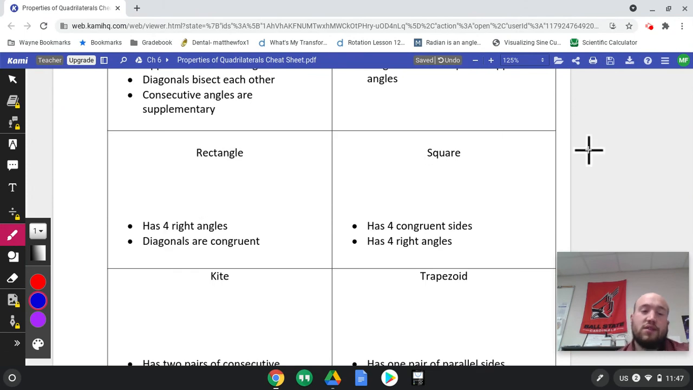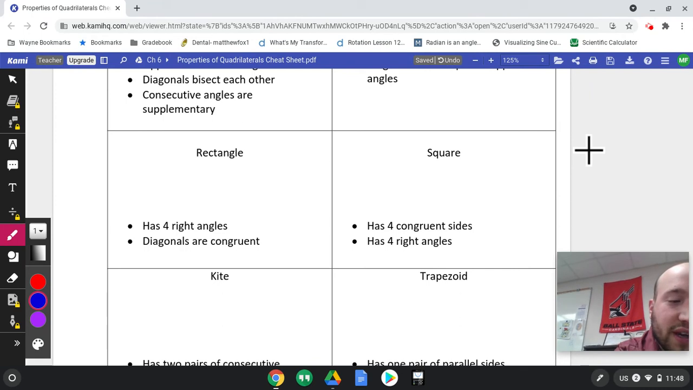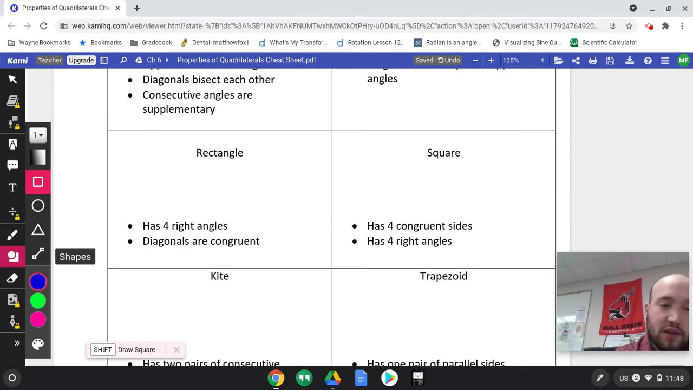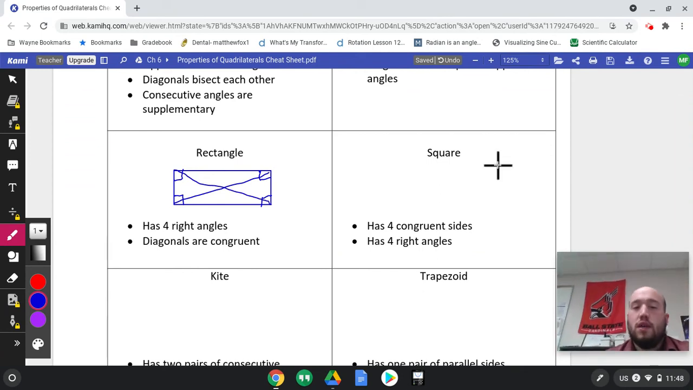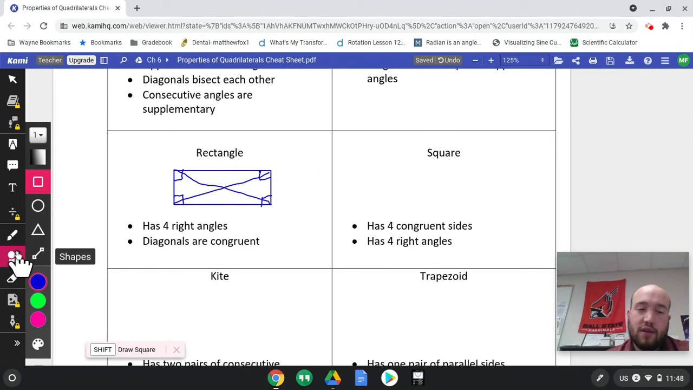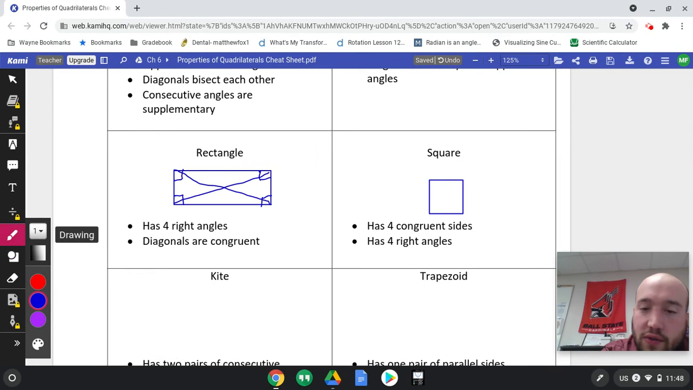So a rectangle. This is going to be when we have four right angles. So if we draw this, we know that each of these has a right angle. And the other thing we know to be true about a rectangle, besides all the stuff that was true about a parallelogram, is that the diagonals are congruent, meaning they are the same length. Okay. Now your square, if we draw our square, not only does it have four right angles, it also has four congruent sides. So it kind of combines the rectangle and the rhombus.